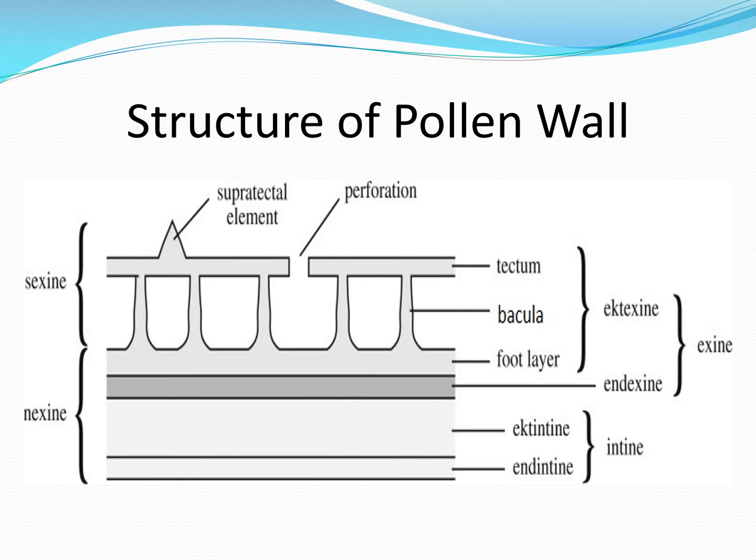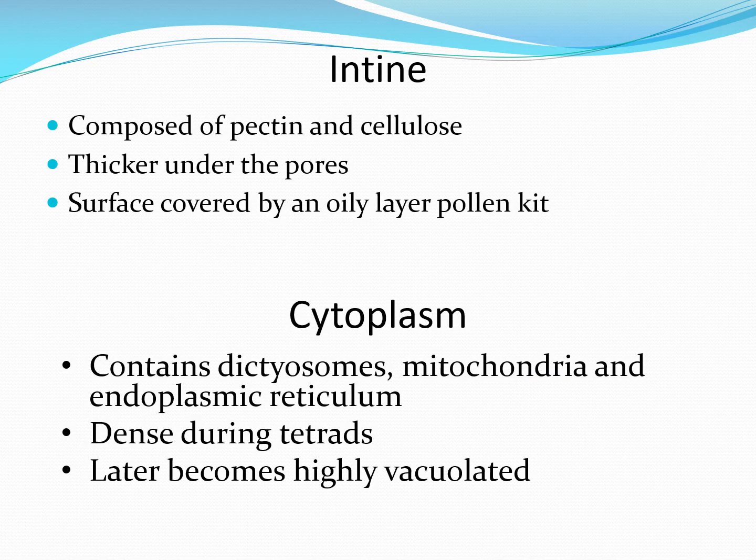Exine is completely absent below the pore or aperture region. Here we can clearly see the structure of the pollen wall and the different layers of the pollen wall. As far as the intine is concerned, it is composed of pectin and cellulose. Intine is usually thicker under the pores and at these points it also contains enzymatic proteins.